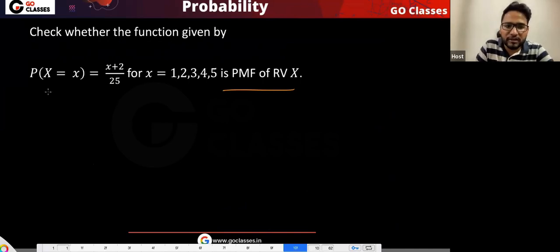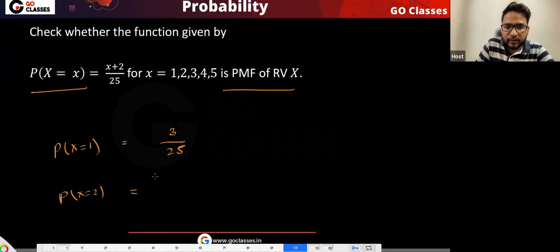This is the notation of PMF, which means X can take 1, 2, 3, 4, 5. If you put X value 1, then you will get the probability of X being 1, which is 3/25. Similarly, if you put X equal to 2, then you will get the probability of X being 2, which is 4/25. Similarly, you will get 5/25, like that. So can you check whether it is a valid PMF or not?